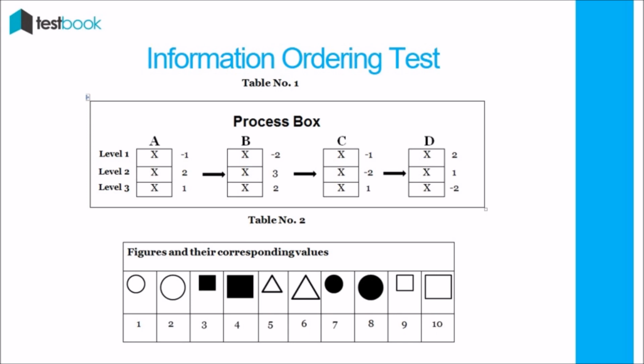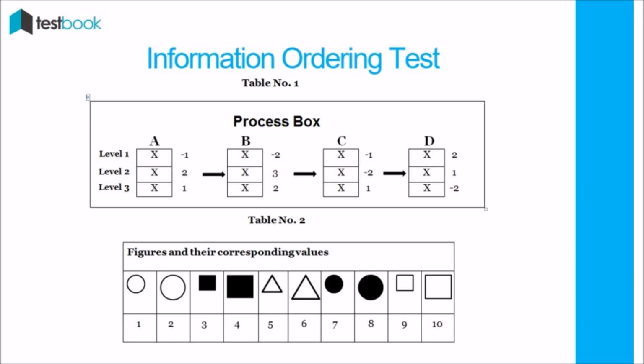Every question has a series of process boxes from A, B, C and D. Each part in the process box is divided into 3 levels: level 1, level 2 and level 3. Each level will either have an X or it will not. Operations are to be performed only in those levels that have an X in them.